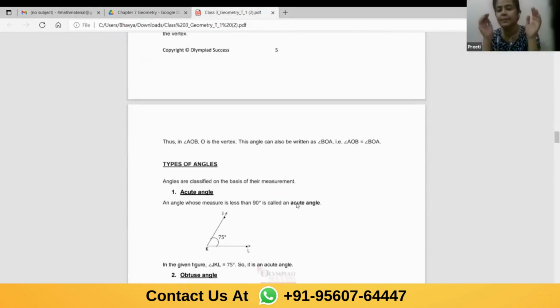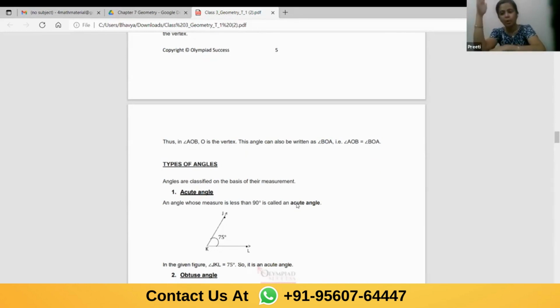Now, if you remember, I taught you 5 kinds of angles last time. One is the zero angle, when both the arms of the angle lie on each other. When they open, they start making acute angles. Till the time it is less than 90 degrees, it is acute. Once it touches 90 degrees, it is a right angle.